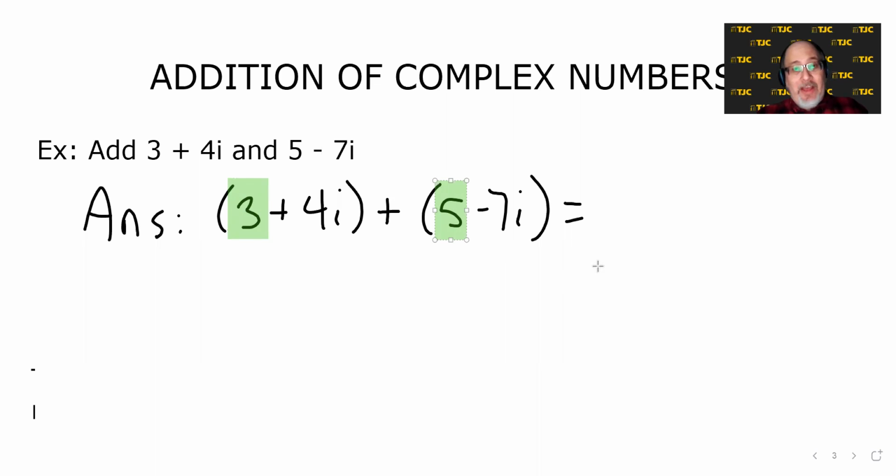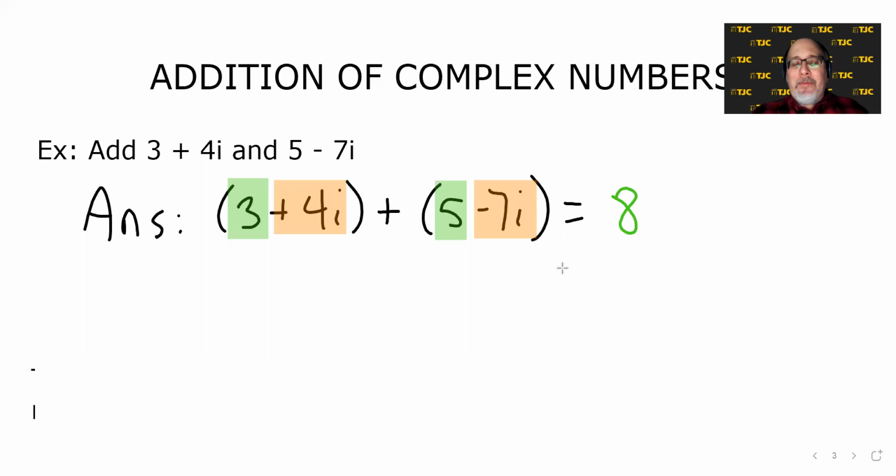And what do we get when we add 3 plus 5? Well, we get 8. And we can combine the imaginary terms. Recall that the imaginary parts are the parts that have the i's. The imaginary part of 3 plus 4i is positive 4i. The imaginary part of 5 minus 7i is negative 7i.